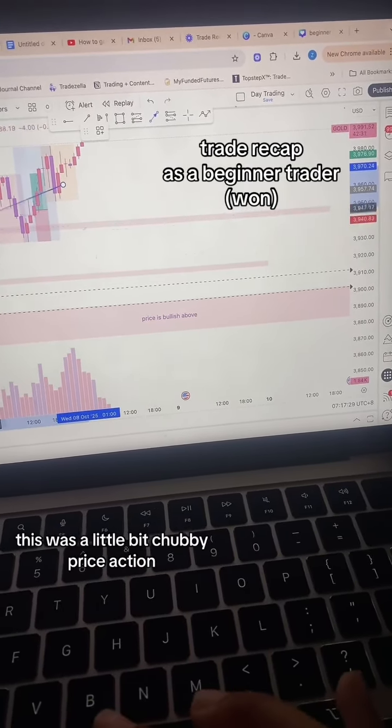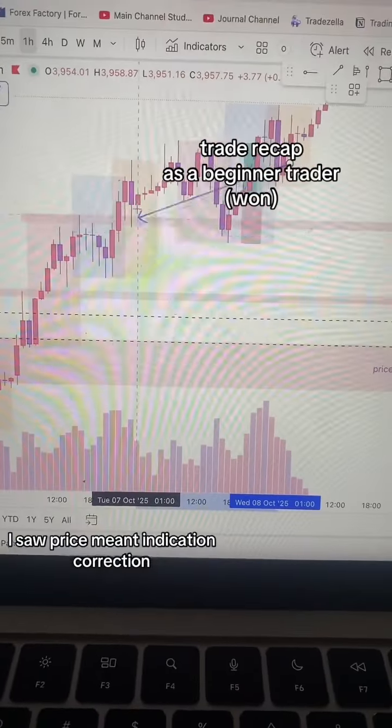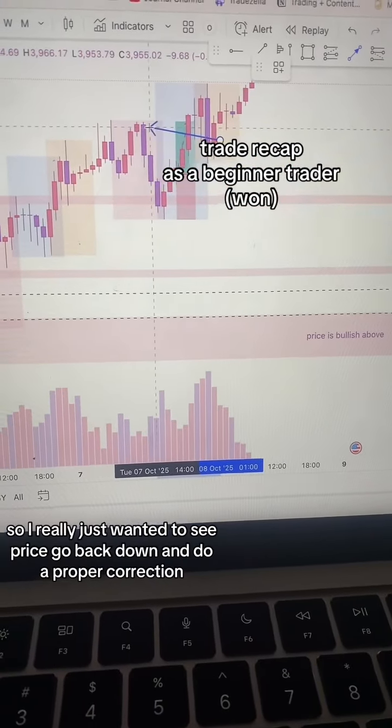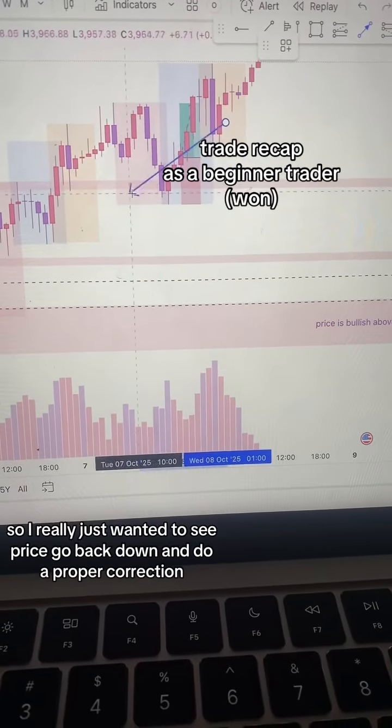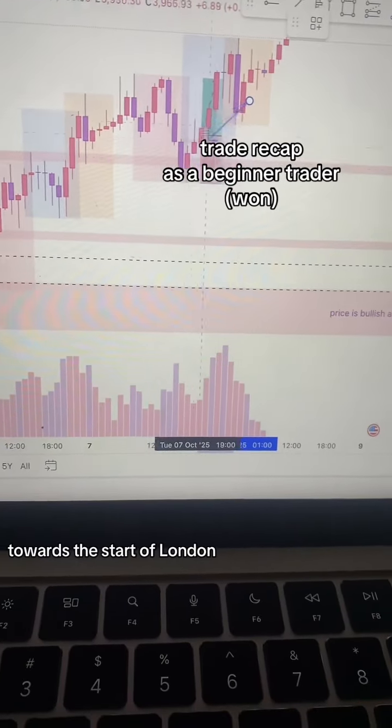So I saw this level here, which I marked out, which was this swing high here. This was a little bit choppy price action, but this was still the very clear swing high. I saw price made an indication correction, but this had no market structure, so I didn't take this. So I really just wanted to see price go back down and do a proper correction to this level.